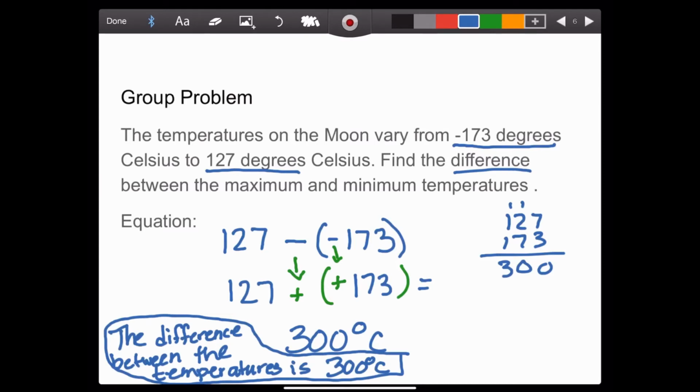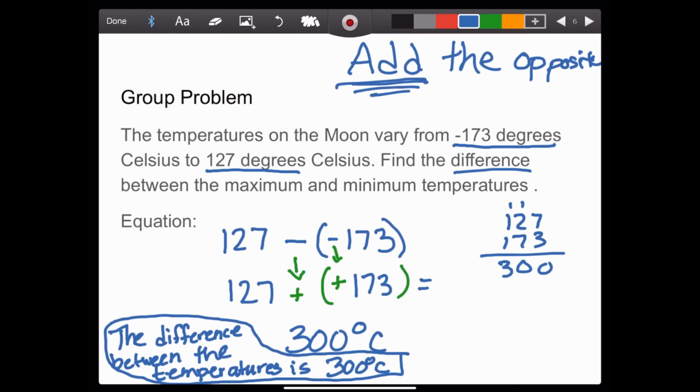And that's it. Overall, what you need to do when you're subtracting is change it to add the opposite. It makes it a whole lot easier to solve the problem if you make it into an addition problem. All right, that's it.